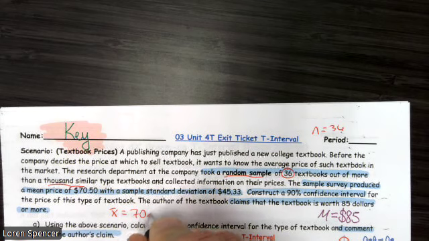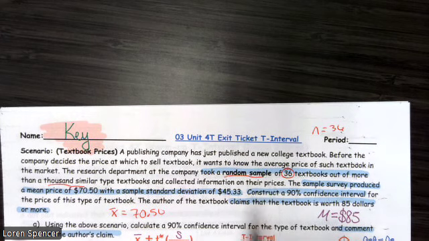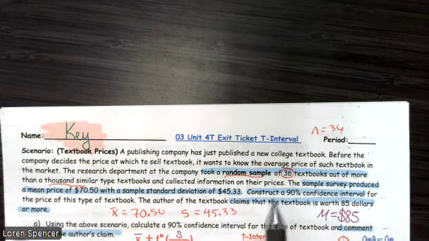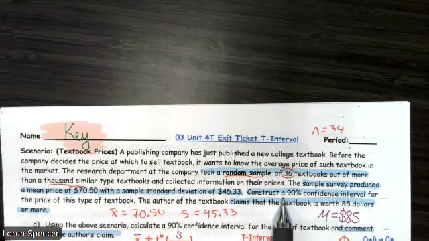is 70.50 and a sample standard deviation of 45.33. The fact that we're using the sample standard deviation lets me know I'm using a t statistic. And then it wants us to construct a 90% confidence interval for the price of this textbook.